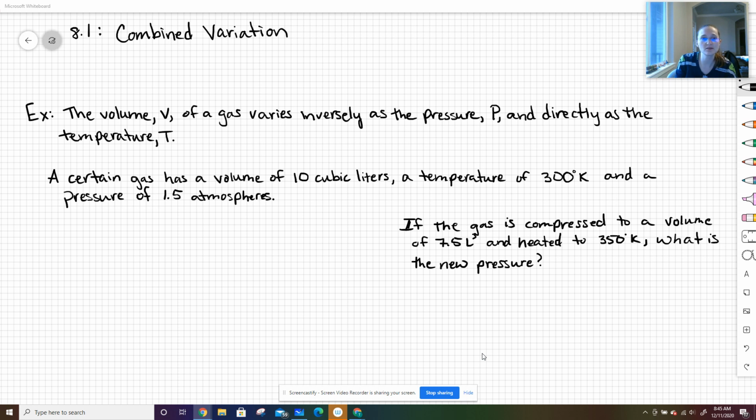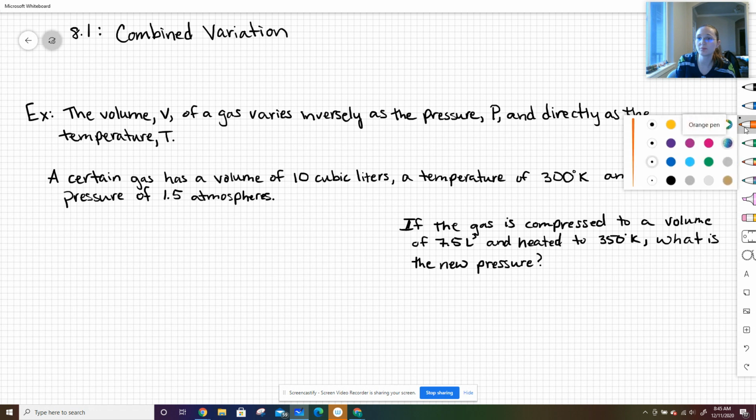Hi guys, so this is your video about combined variation. So there are multiple types of variation functions. This one is focusing on combined variation. So the trick with combined variation is that it is a combination of variations.